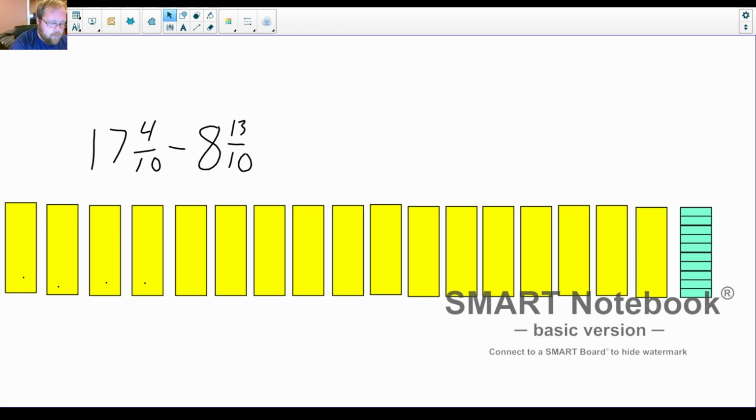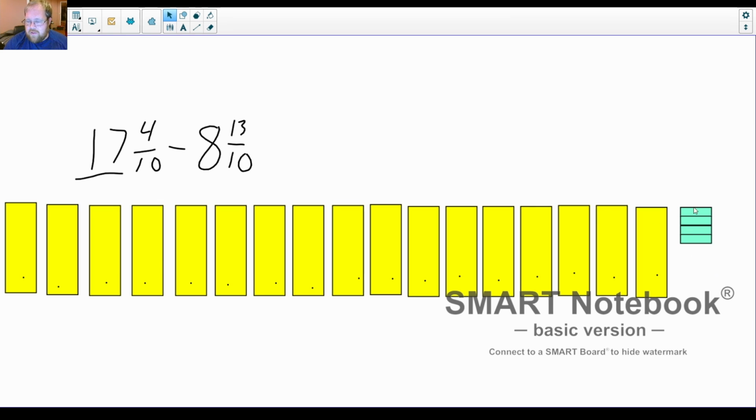1, 2, 3, 4, 5, 6, 7, 8, 9, 10, 11, 12, 13, 14, 15, 16, 17. 17. And how many tenths do we need? We need 4 tenths. So let's take some of these away. Bye-bye. See you later. Oops. Took away too many. I got excited. Now we have 4 tenths.